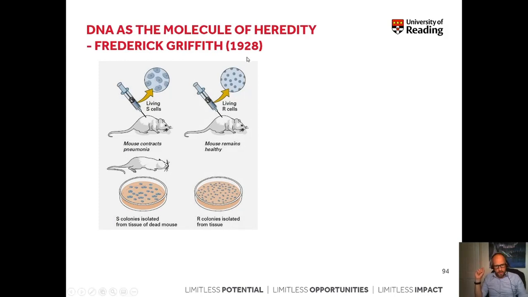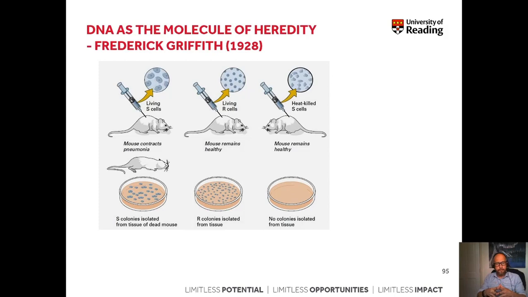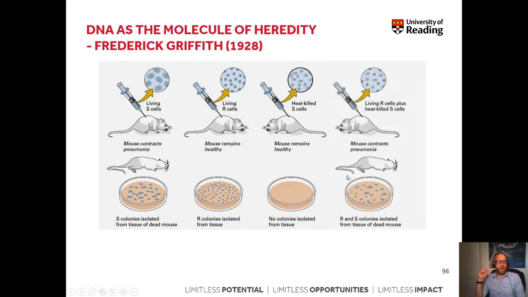They also injected R strain pneumococci, those that do not cause the disease, into the mouse, and the mouse remained healthy. They were then able to isolate R colonies and expand them. However, if Griffith killed S cells, those virulent cells, and infected a mouse with them, the mouse remained healthy and no colonies could be isolated from those bacteria.